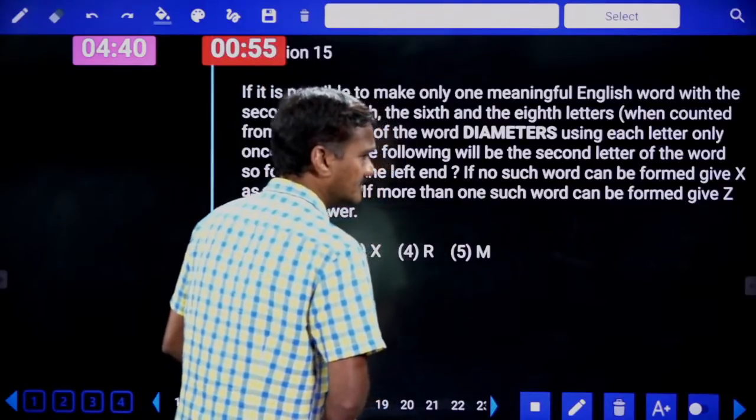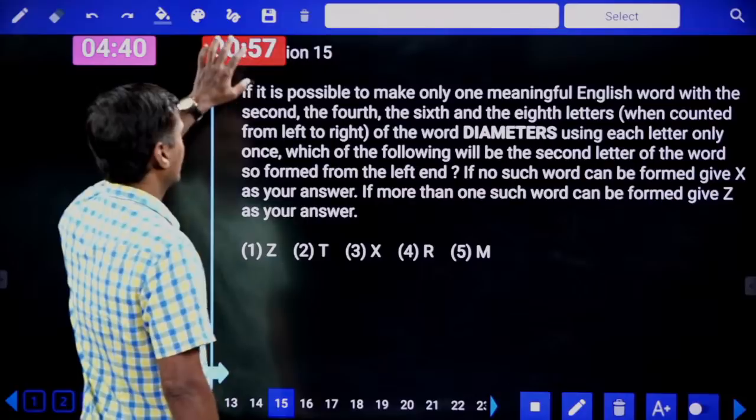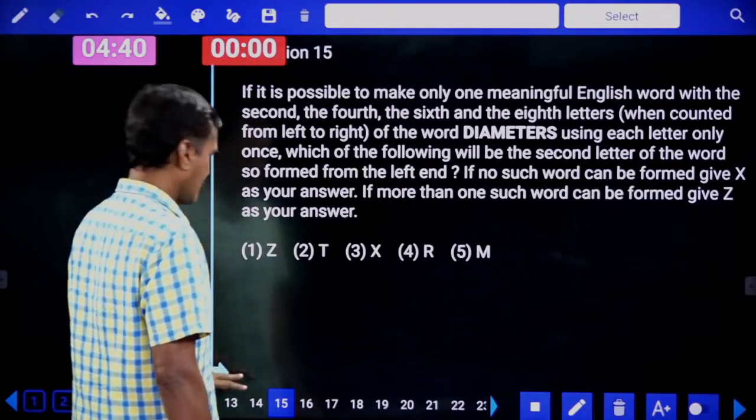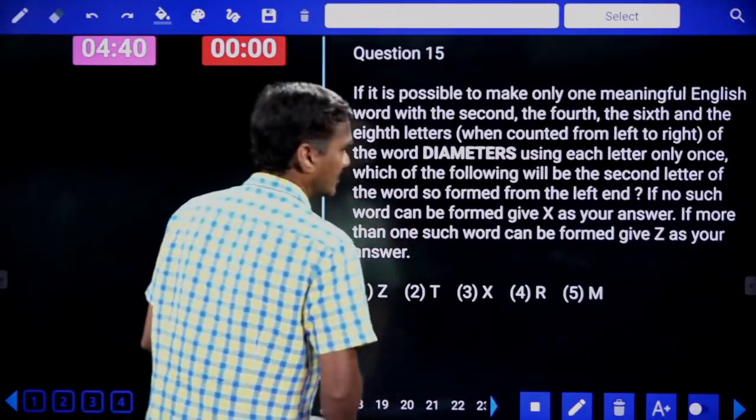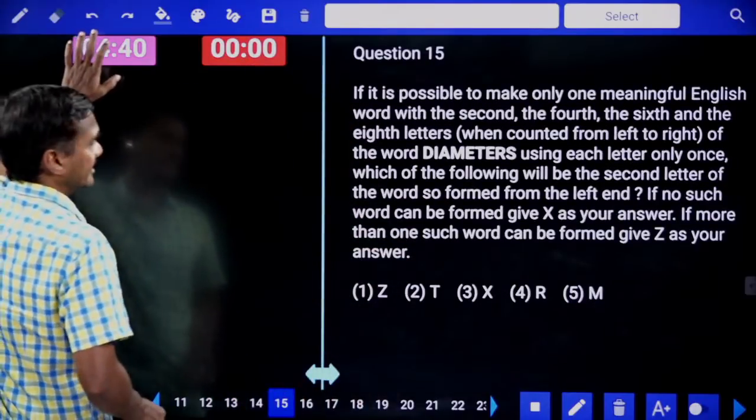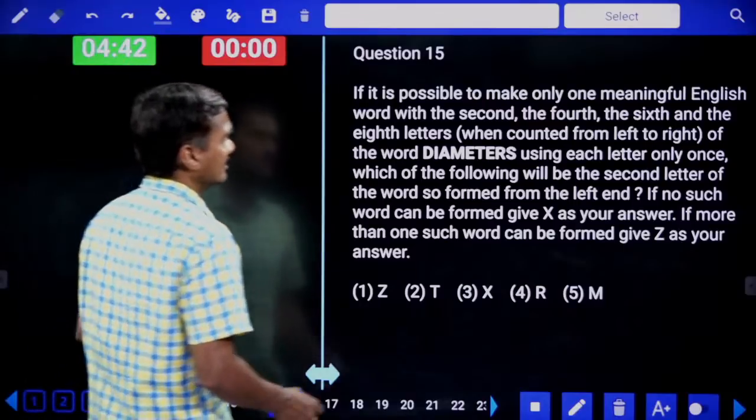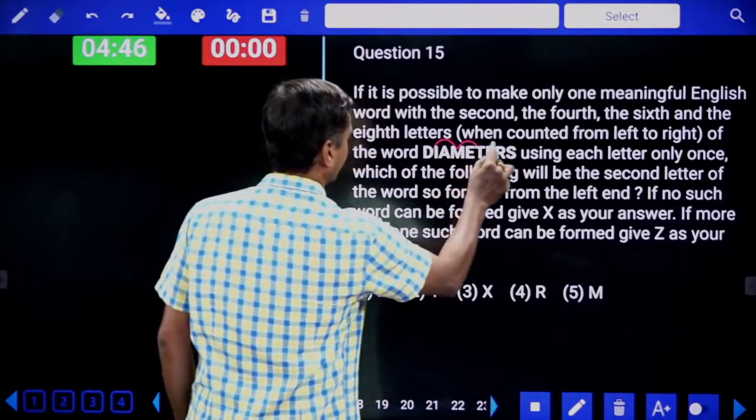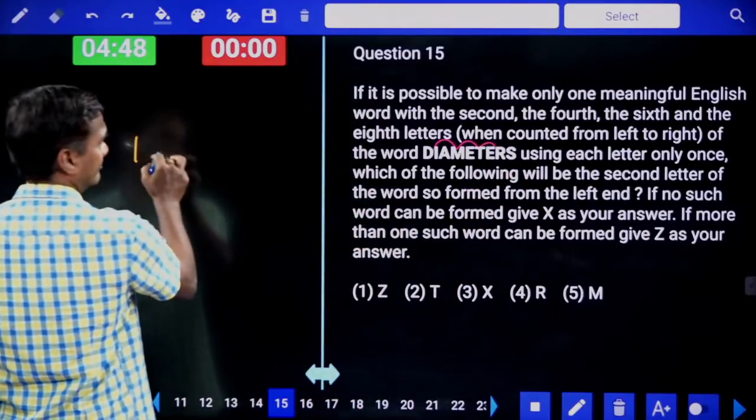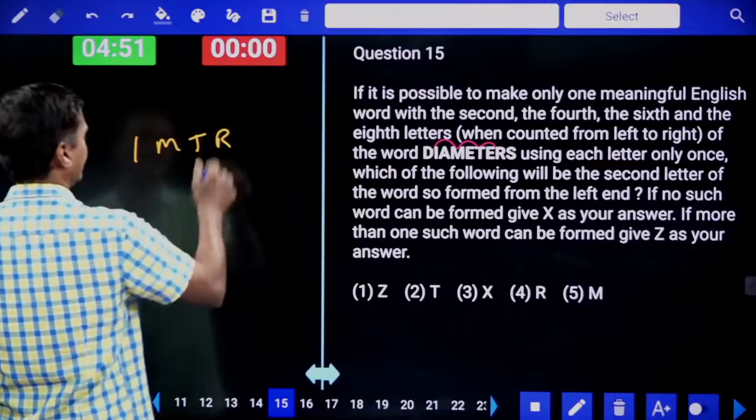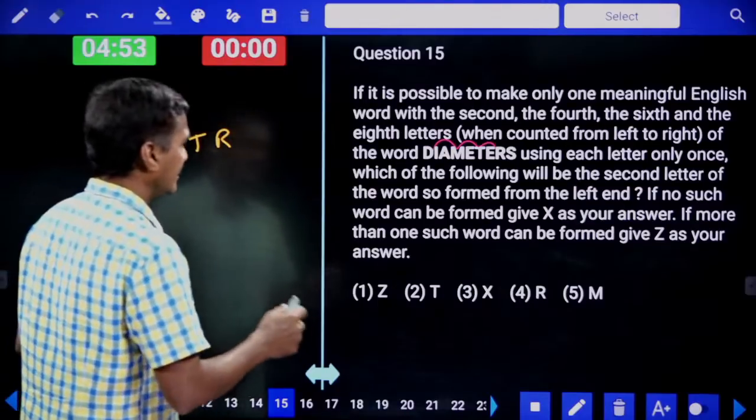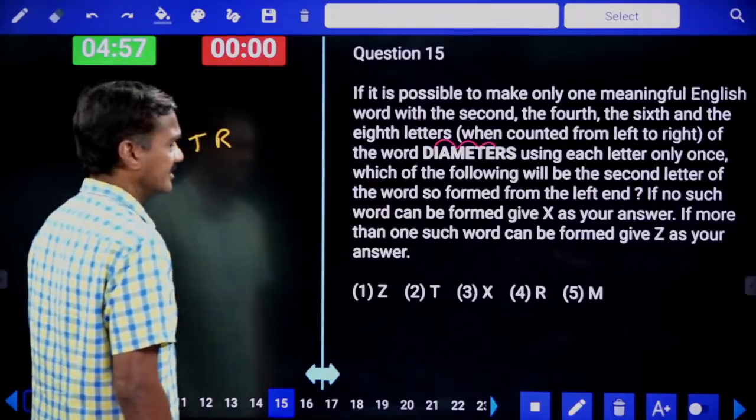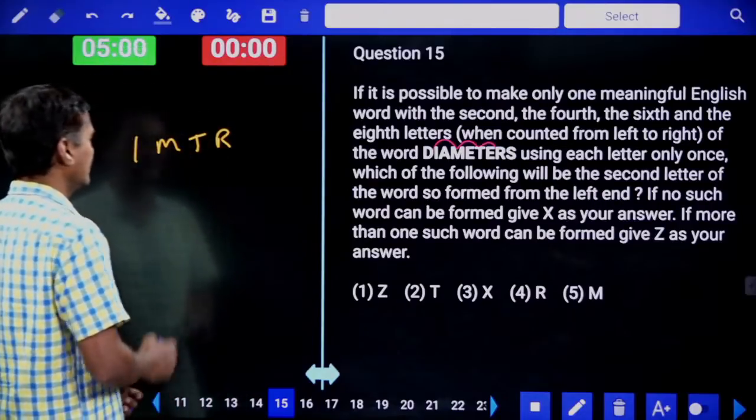Yes, what is the word you got? Tell me what are the words you got in this case? Then the word diameter. Now in the word diameter, what are the letters we need to take? And 2, 4, 6 and 8. The letters are IMTR. Then IMTR. Now with the help of these 4 letters, tell me what is the word that can be formed?